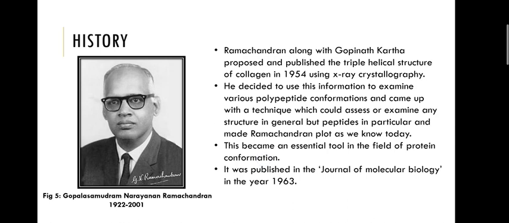Coming to the history, Ramachandran plot was given by G.N. Ramachandran in the year 1963. Before that, he with his colleague Gopinath Kartha proposed and published the triple helical structure of collagen in the year 1954 in Madras. They used the X-ray crystallography technique. From this data, he decided to use this information and started examining polypeptide conformations and came up with this technique to examine the peptides.